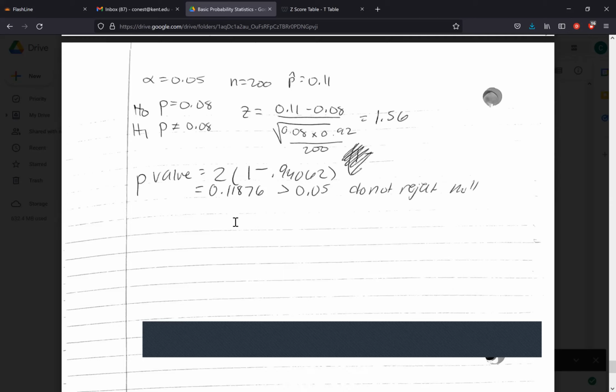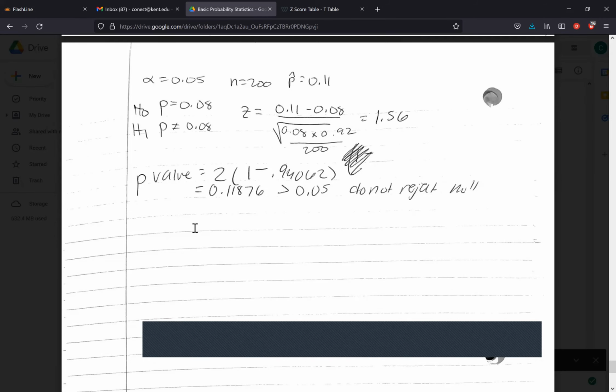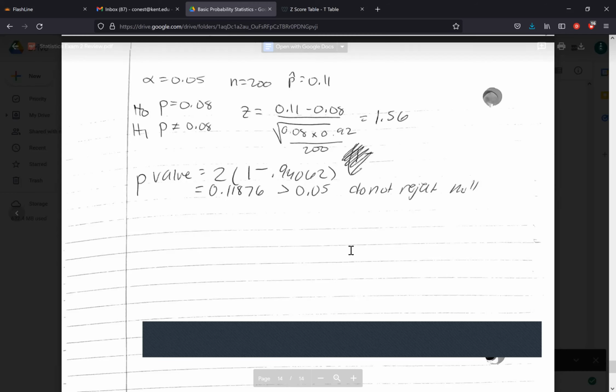Because this is a two-tailed test, since we're testing to see if the evidence is for p not being 0.08, you have to double the probability. So that's why I'm multiplying the p-value by 2. And if you do that, you get a p-value of 0.11876. And this is greater than our level of significance, so we do not reject the null, and we say something like, we do not have significant evidence to reject the null.